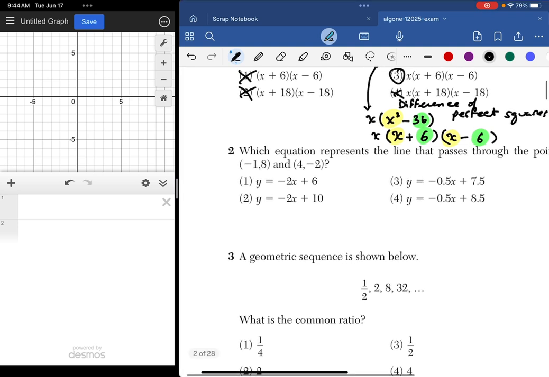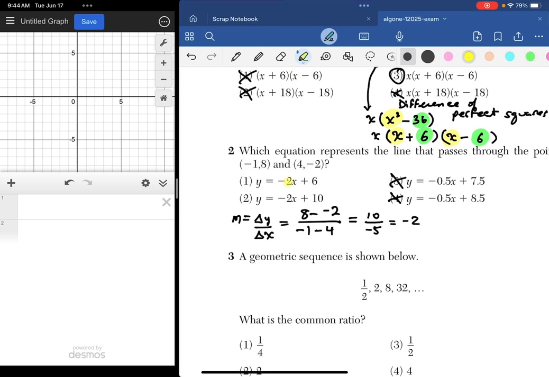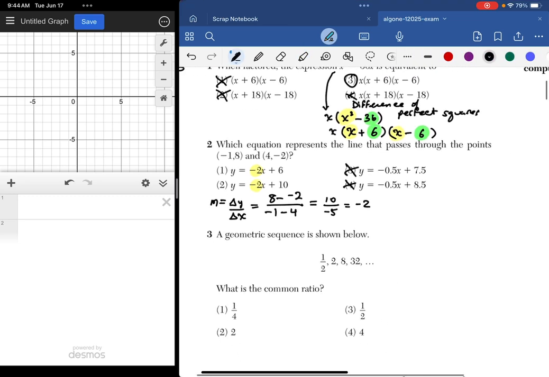I would find the slope, which is my change in y over change in x. All right, so I'll take my 8 minus negative 2 and divide it by negative 1 minus 4. So that's going to be 10 over negative 5, which is negative 2. All right, so I'm going to wipe out these 2 choices because the slope is the value in front of the x variable. And we have 2 choices in which that value in front of the x variable is negative 2, but at least I was able to knock it down from 4 choices to 2 choices.